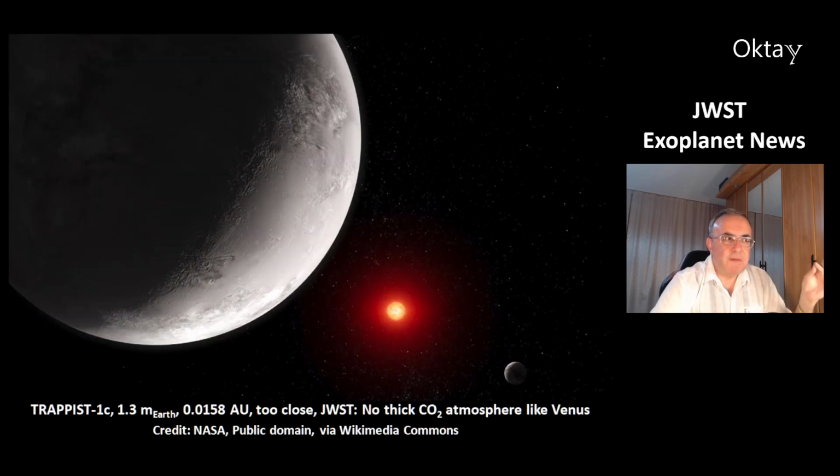This is a picture of one of these planets, TRAPPIST-1c. It has 1.3 times the mass of Earth. It's too close to be a habitable planet with just 0.0158 AU. And the measurements with the James Webb Space Telescope showed that it does not contain a thick CO2 atmosphere like Venus. This planet is a different kind of planet.